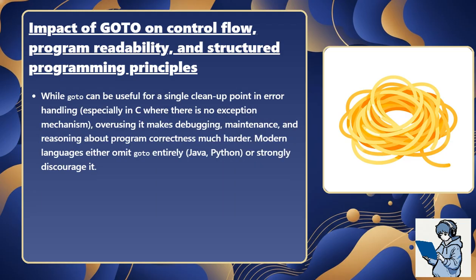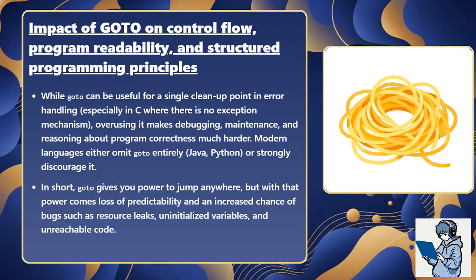While GOTO can be useful for a single cleanup point in error handling, especially in C where there is no exception mechanism, overusing it makes debugging, maintenance, and reasoning about program correctness much harder. Modern languages either omit GOTO entirely, such as Java or Python, or strongly discourage it. In short, GOTO gives you power to jump anywhere, but with that power comes loss of predictability and an increased chance of bugs such as resource leaks, uninitialized variables, and unreachable code.